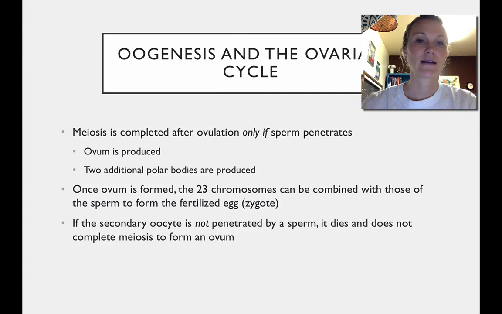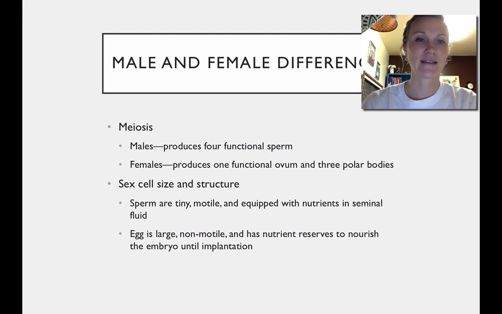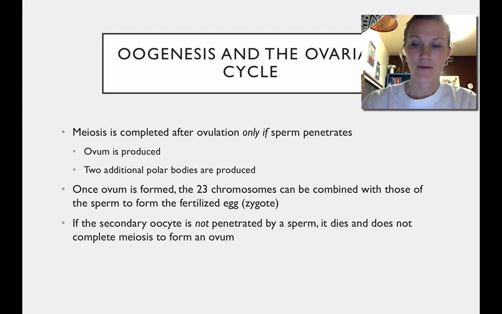Meiosis is completed after ovulation only if a sperm penetrates and an ovum is produced. There are 2 additional polar bodies that are produced as well. I think the next diagram will show you what this looks like. Once an ovum is formed, you'll have 23 chromosomes that will be combined with those of the sperm to form a fertilized egg, or a zygote. If the secondary oocyte is not penetrated by the sperm, it'll die and will not complete meiosis to form an ovum.